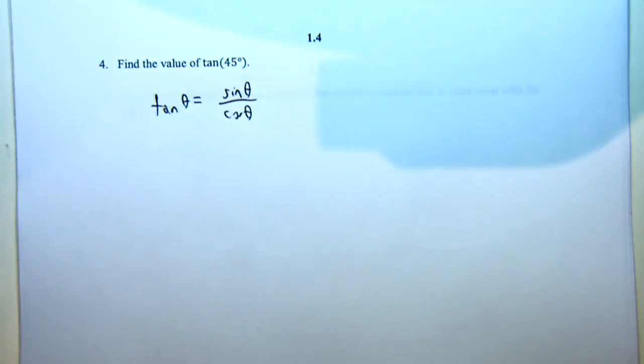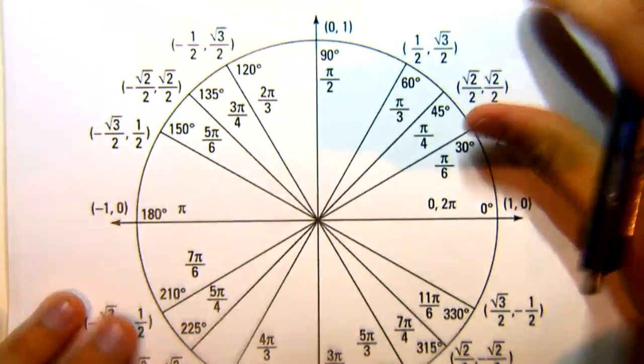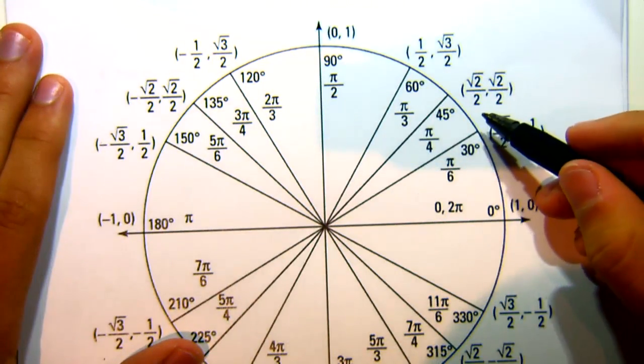Who remembers what tangent was in relation to sine and cosine? Excellent. Okay, so we know that tangent theta equals sine over cosine. Alright. And then we look at our unit circle. We're looking at 45 degrees. So we go to 45 degrees.